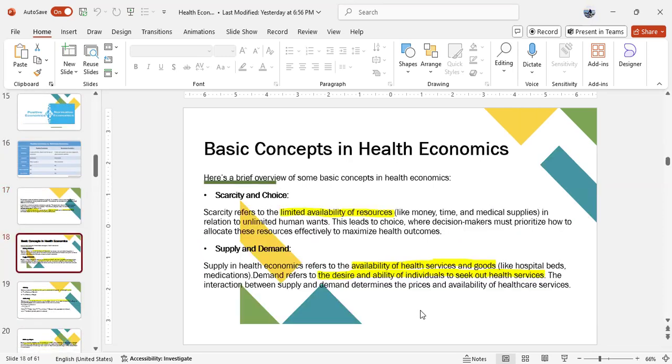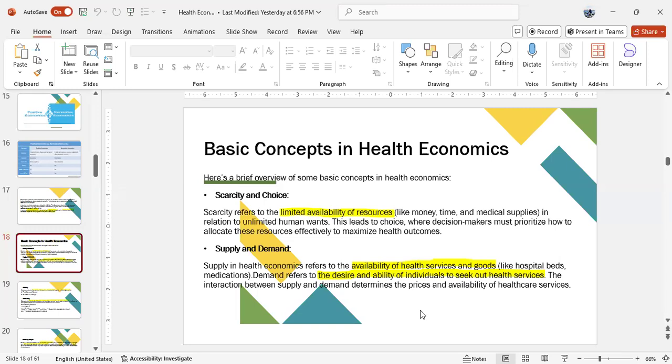Basic concepts in health economics. Here is a brief overview of some basic concepts in health economics. Scarcity and choice. Scarcity refers to the limited availability of resources like money, time, and medical supplies in relation to unlimited human wants. This leads to choice, where decision makers must prioritize how to allocate these resources effectively to maximize health outcomes.